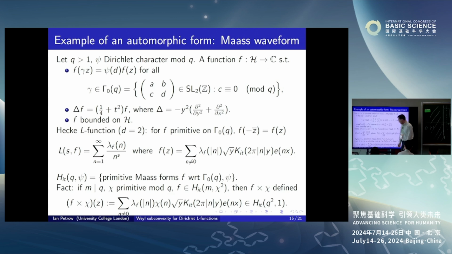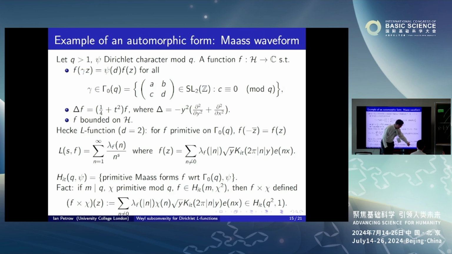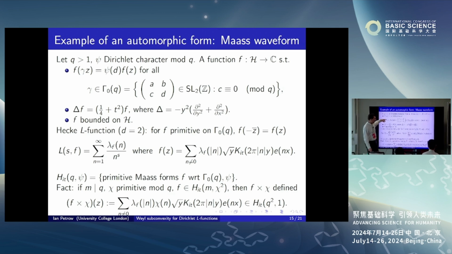Then if I have such a form f for some level dividing q, I can form what's called the twisted form. I can take f and twist it by a Dirichlet character, and I can define that just by taking this Fourier series. It's not obvious, but if I just multiply the Fourier coefficients by this Dirichlet character, I get something that still respects this transformation property, which is not obvious but is true. I'll call that new modular form f cross chi.